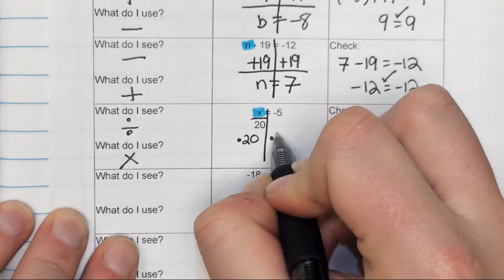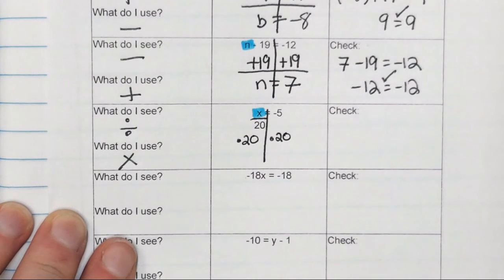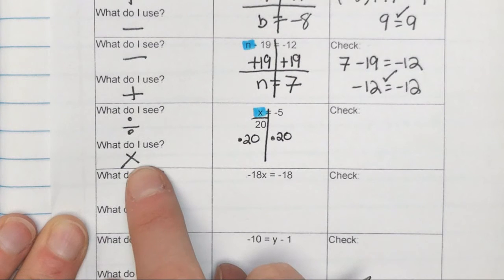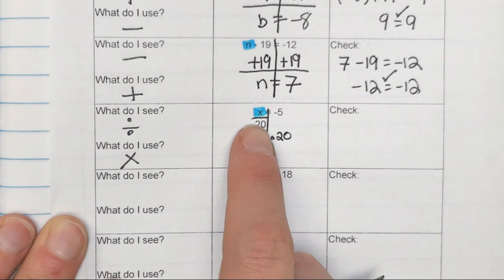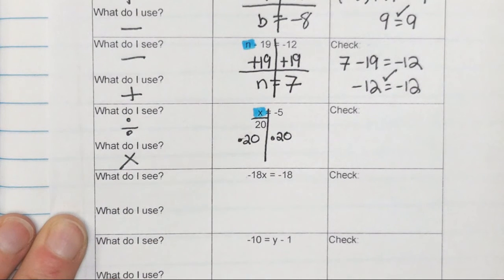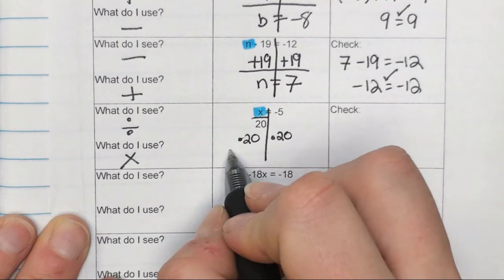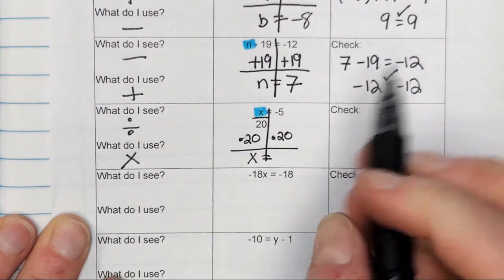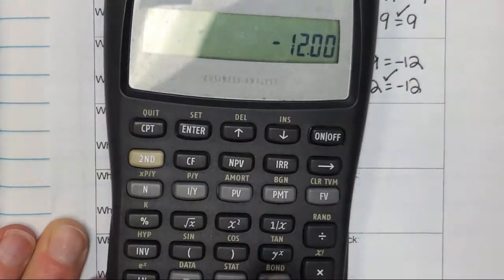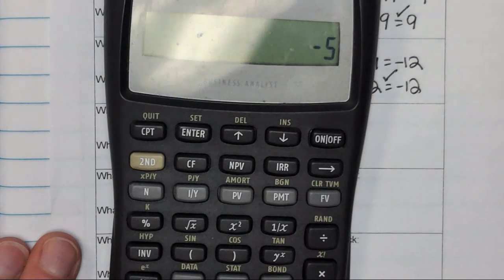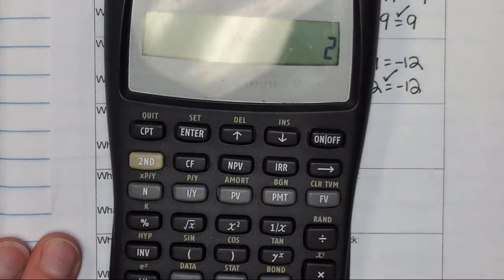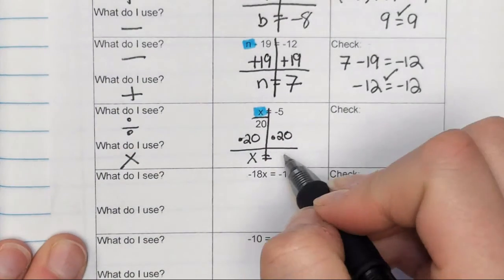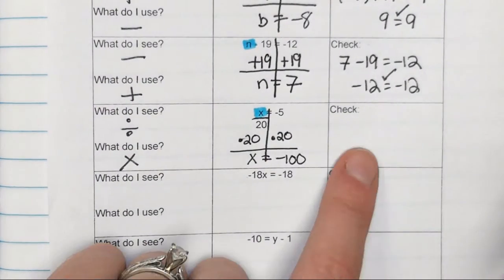And I like to use a dot instead of the x for times. That way I don't confuse this x with this x. It just gets really confusing. So I'm going to use a dot. Multiply both sides by 20. I'm left with x over here. Negative 5 times 20. Negative 5 times 20 is negative 100. Negative 100.